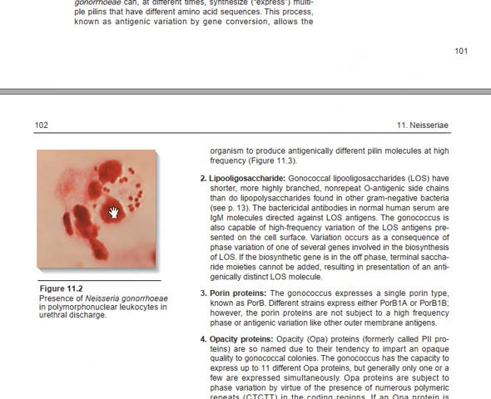So in this diagram you can visualize the presence of Neisseria gonorrhoeae in polymorphonuclear leukocytes in urethral discharge. Is it clear? So Neisseria gonorrhoeae can be visualized in polymorphonuclear leukocytes in a urethral discharge sample.